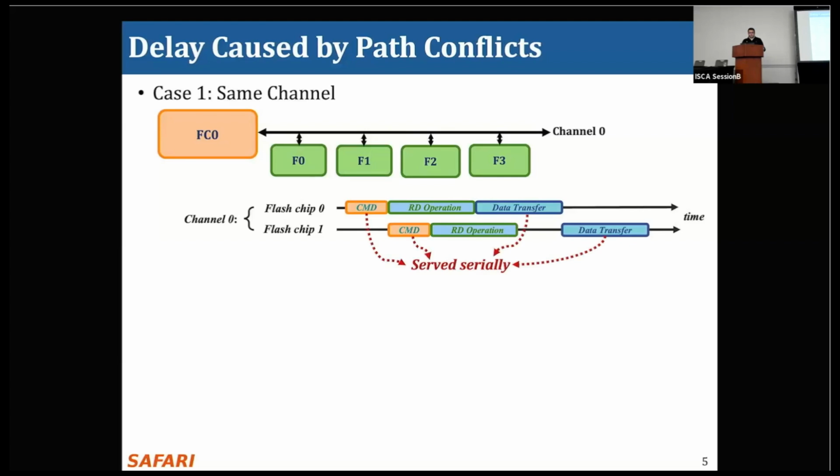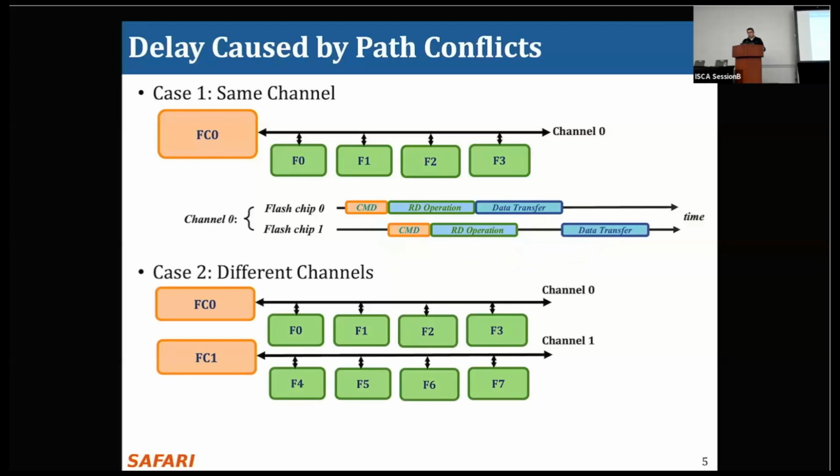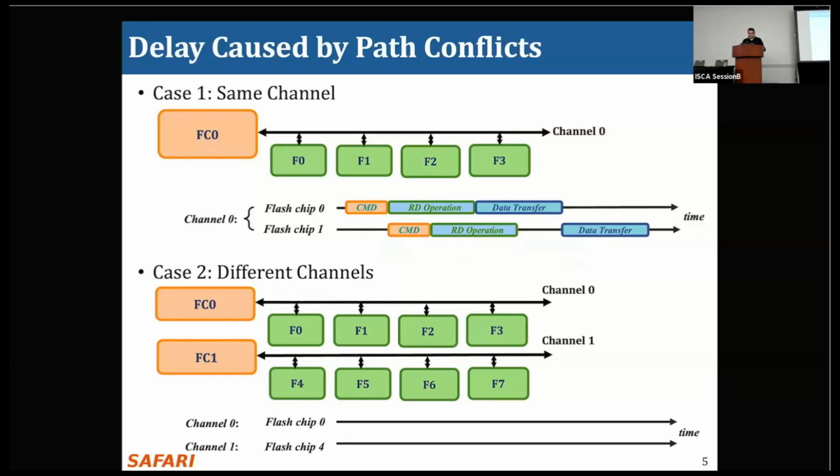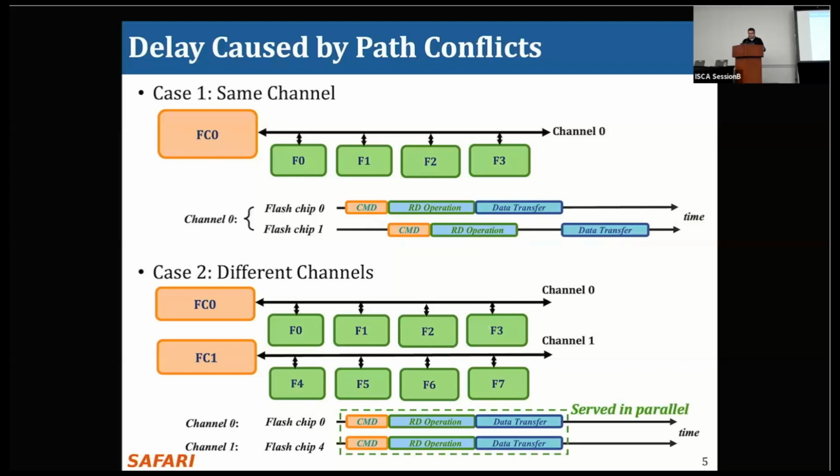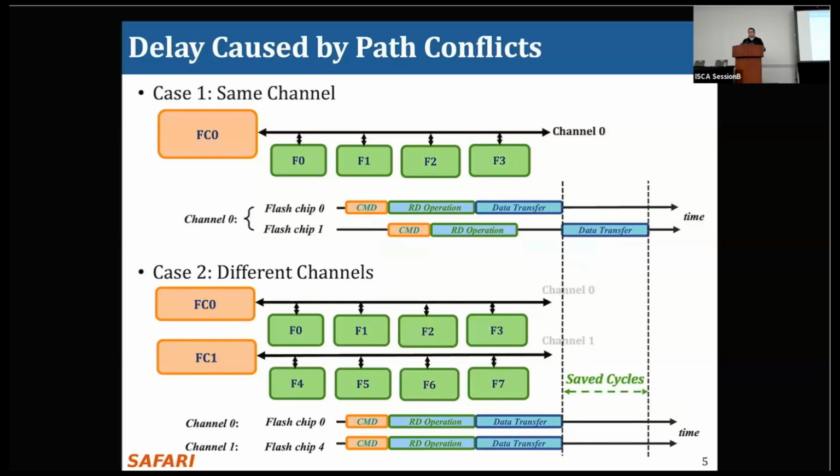And in this case, the command transfer and the data transfer steps are served serially because of the single shared channel. Now, if we look at another case where two read requests target flash chips connected to different channels, they are served in parallel. And if you look at the timeline, the three steps are completely served in parallel, which saves a lot of cycles.